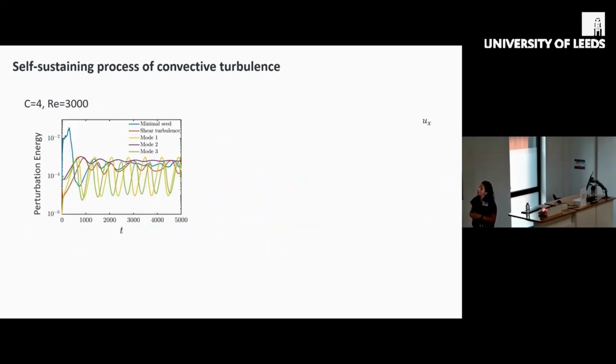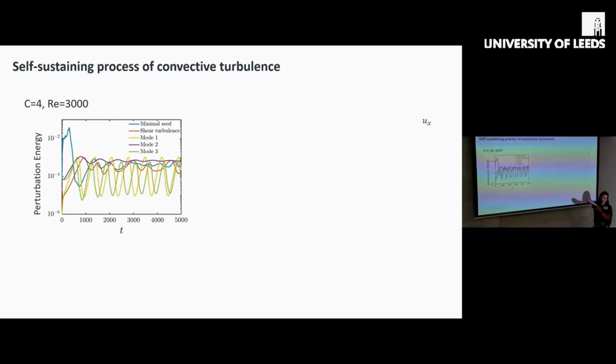And going back now to the case of C equal 4, we look at the transition process in this case, comparing the transition process starting from the minimal seed and different unstable eigenfunctions. This plot shows the perturbation kinetic energy time evolution, and if we disturb the flow with the minimal seed, we see that shear turbulence can be triggered. We can recognize it because of these higher values of perturbation kinetic energy, but it's not sustained, so it then quickly drops to the convective turbulence value.